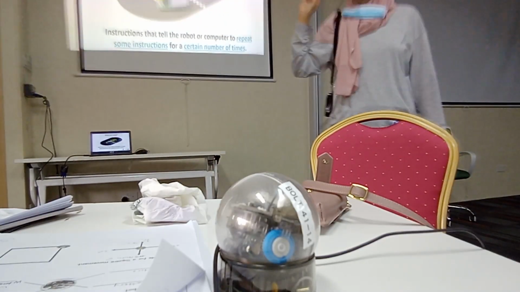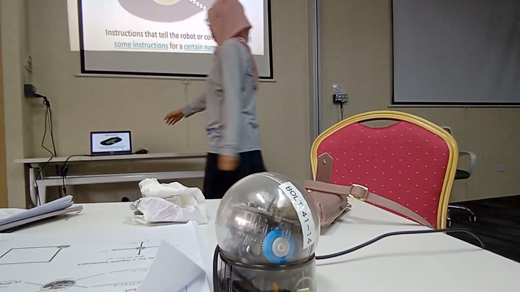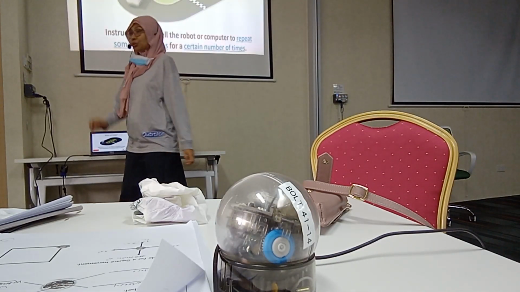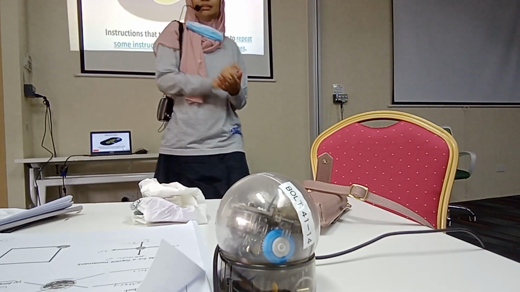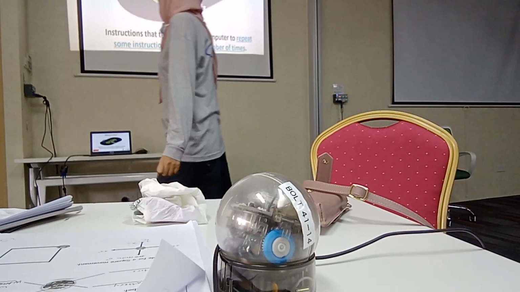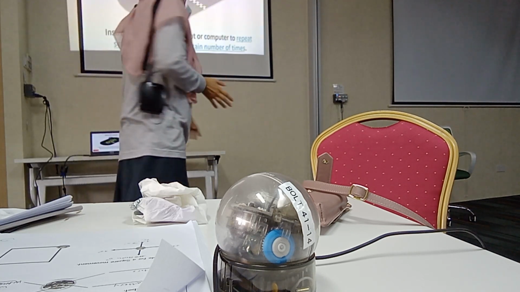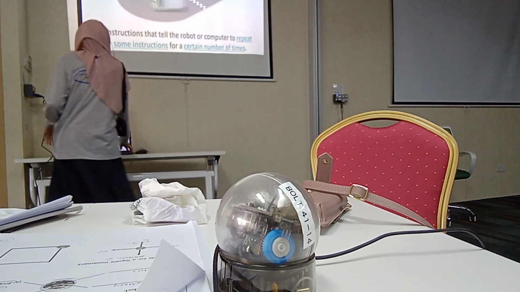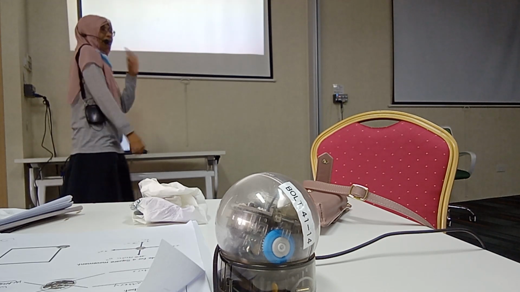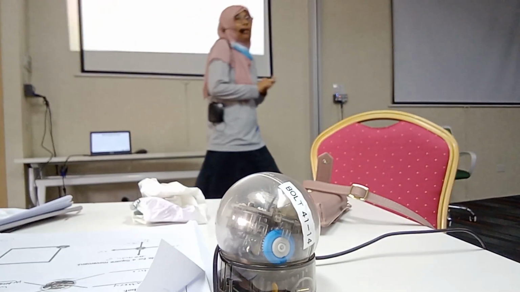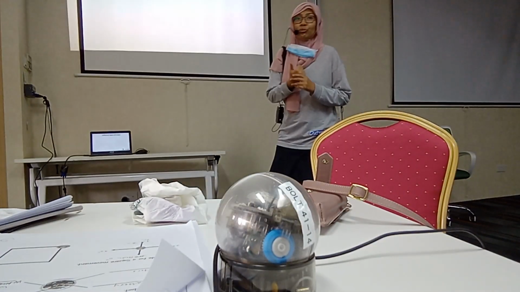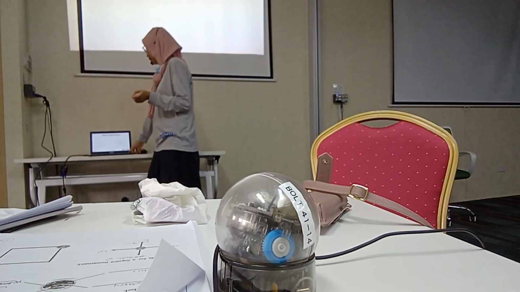So I think you can turn to your page. Let me see, page 12. There is a definition over there that you can copy down. It's actually instructions to tell the robot to repeat itself. Next, there are 3 different types of loops. The first loop that we have to know is repeat how many times.